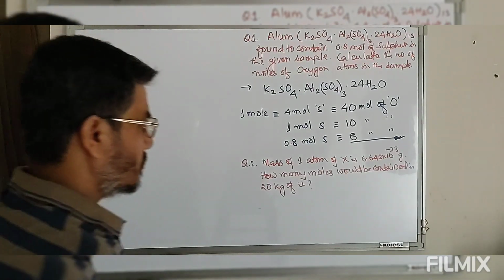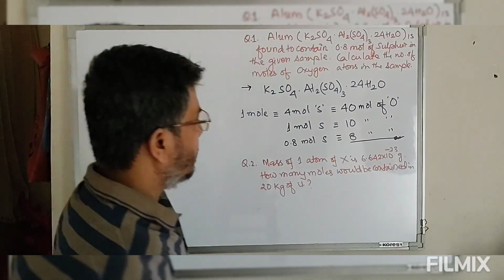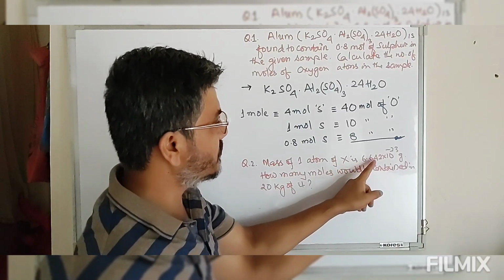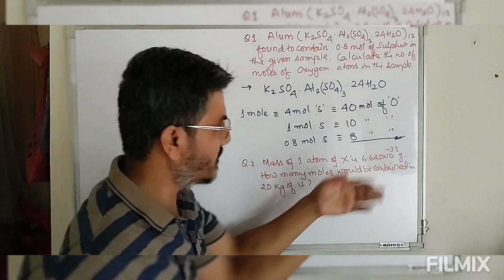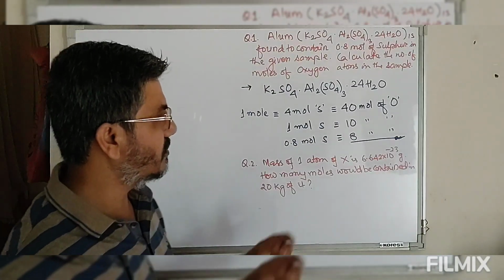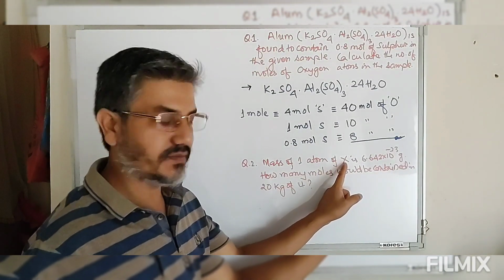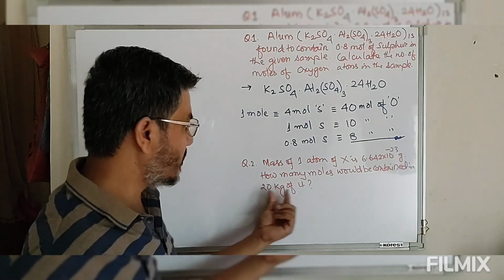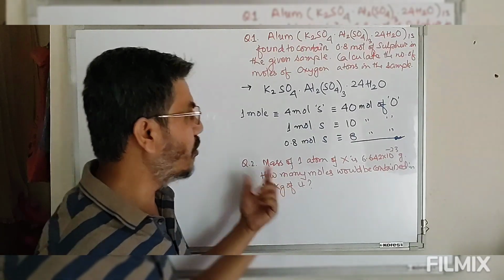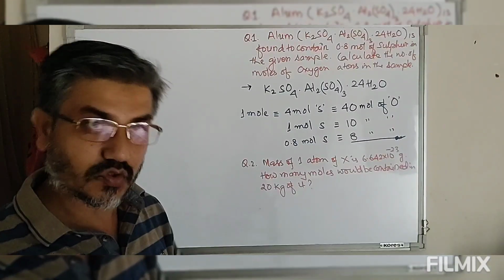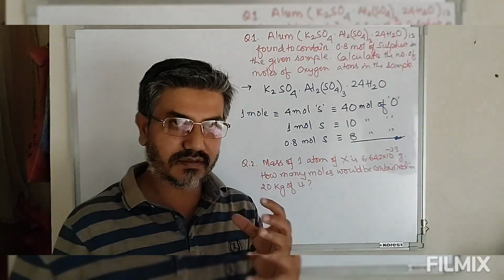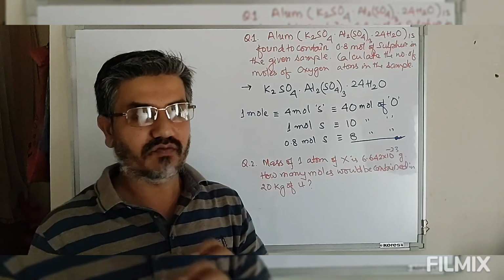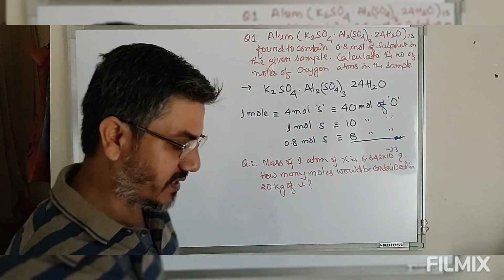Let's take the second question. We are given the mass of an atom of element X as 6.642 into 10 power minus 23. So this is nothing but the absolute mass of this X atom in gram unit. Now the question says, the total sample of this X is 20 kilogram. So in this 20 kilogram, how many moles of this X will be present? So we are given the total mass of the sample and the mass of a single atom of X, and we have to find the number of moles of X present in the given sample.